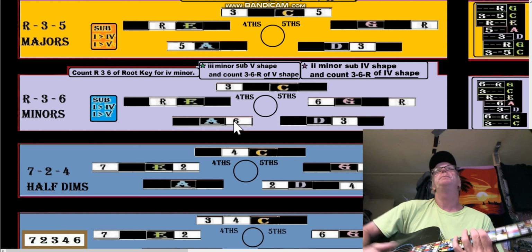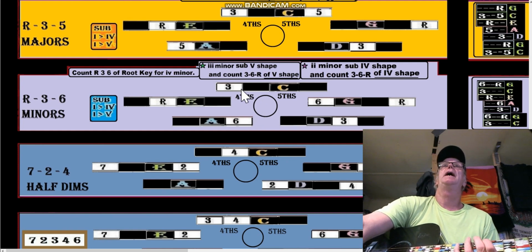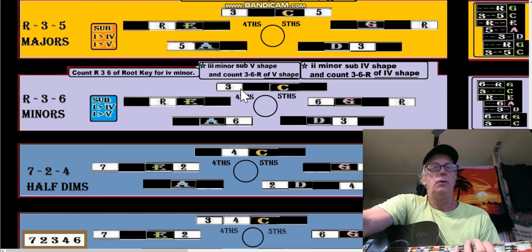So the E is going to be, we're going to start on the E here. We're going to outline what? We're going to outline an E minor. But what is the shape going to be of that E minor?